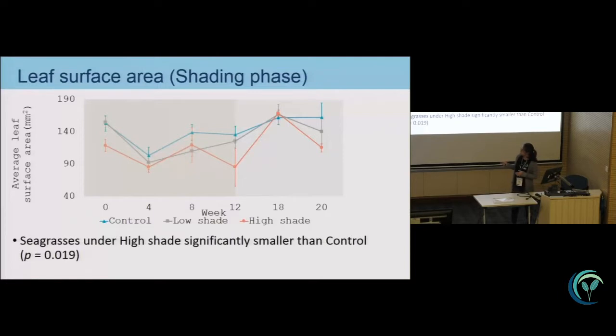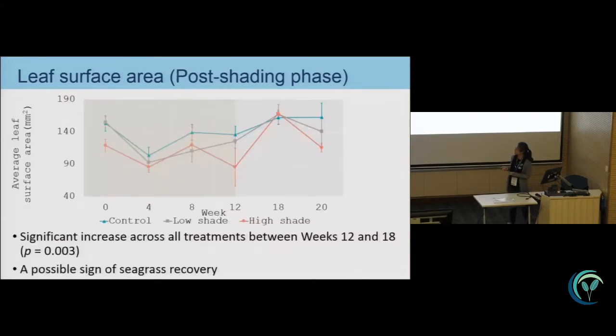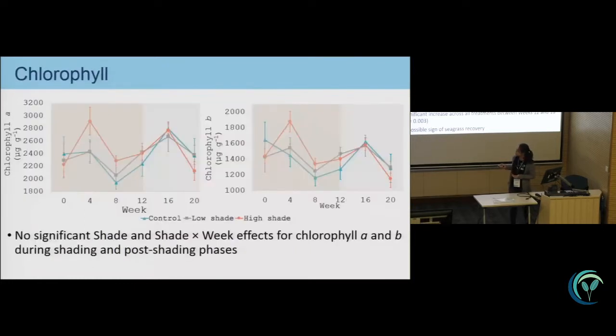Moving on to leaf surface area, during the shading phase, we noticed that the high shade, which is this red line here, was smaller than the control treatment. This could be because leaf respiration tends to be about 7 times higher than rhizome and root respiration, and leaves might be a huge respiratory burden for the seagrasses in the presence of lower light levels. Thus, reducing leaf size might be a way to conserve limited carbon resources. Moving to the post-shading phase, we noticed that across all treatments, there was a significant increase in leaf size, and this could be a possible sign of seagrass recovery.